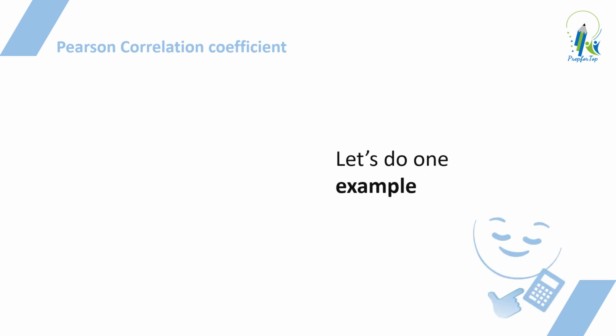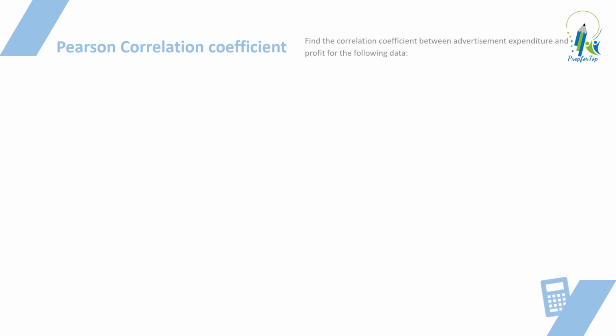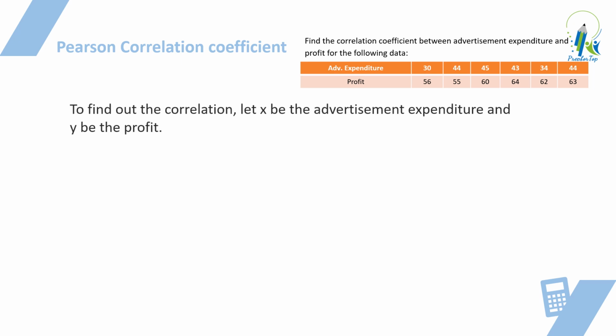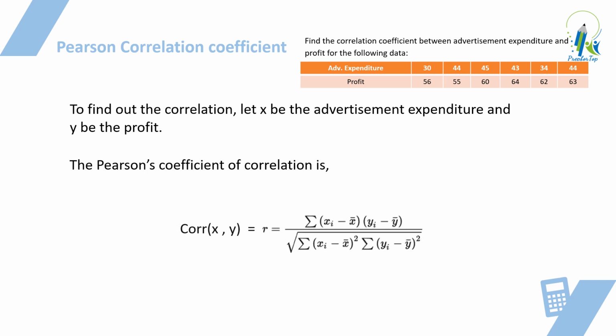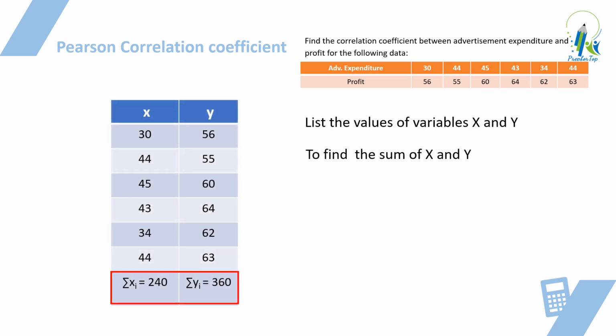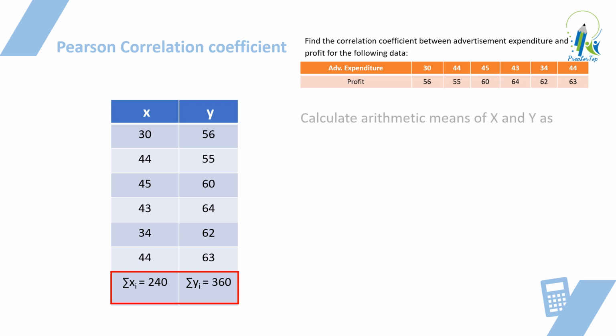Let's do one example. Find the correlation coefficient between advertisement expenditure and profit for the following data. To find the correlation, let X be the advertisement expenditure and Y be the profit. The Pearson's coefficient of correlation formula is used. 1. List the values of variables X and Y. 2. Find the sum of X and Y. 3. Calculate the arithmetic means of X and Y.